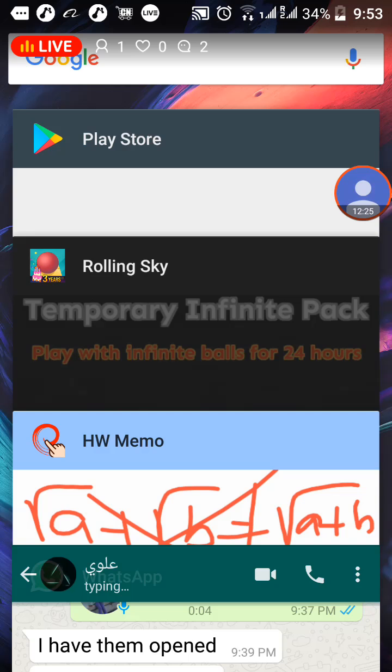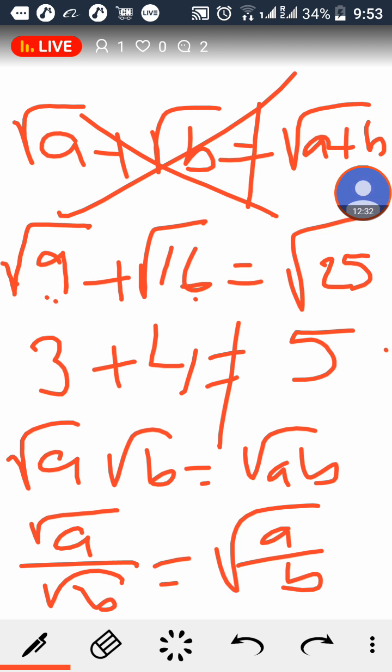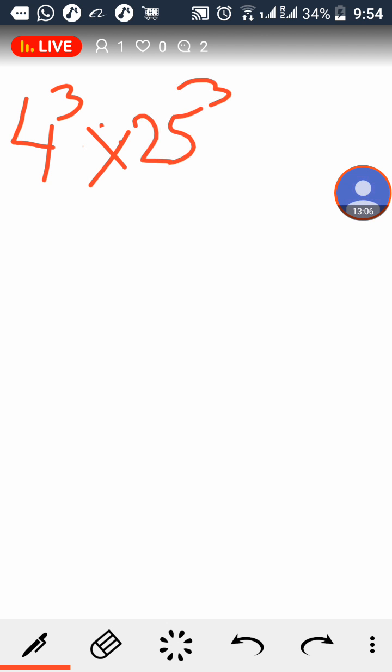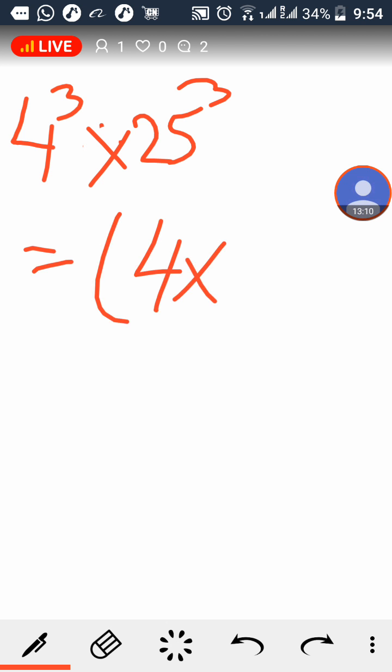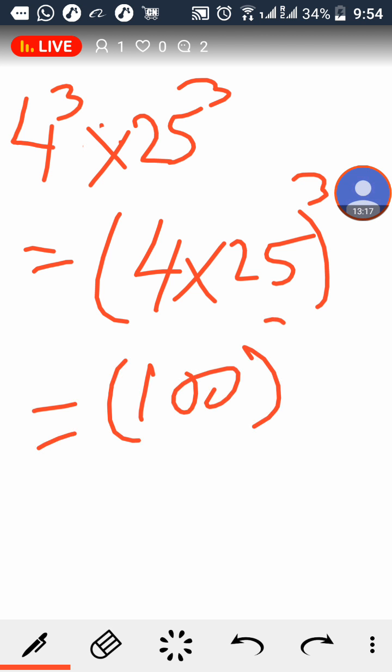Okay, you got the answer correct, but you did not use this property. So sometimes if the numbers are large, you will get very big problems. Let me try to solve it for you. This is 4 cubed, and that is times 25 cubed. You can say this is just 4 times 25 to the power 3, and that is just 100 to the power 3. You see, this is the first part.